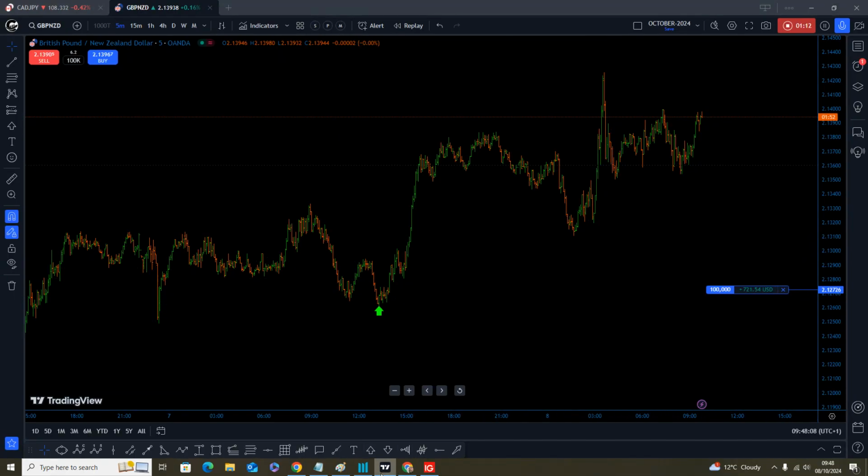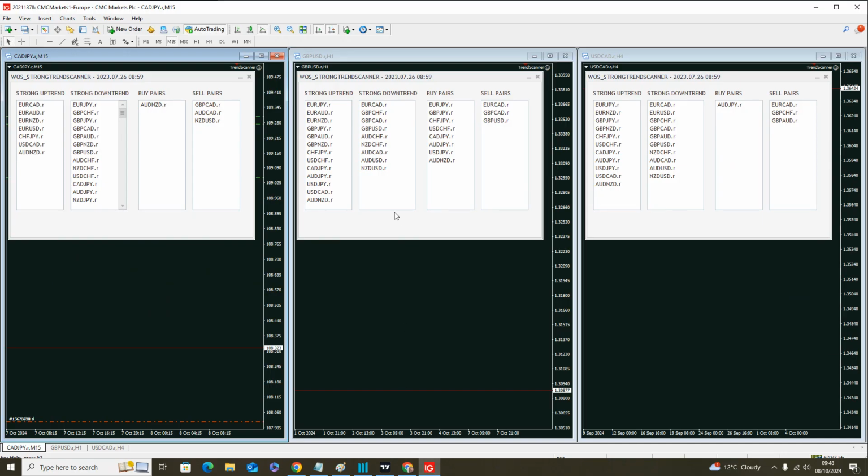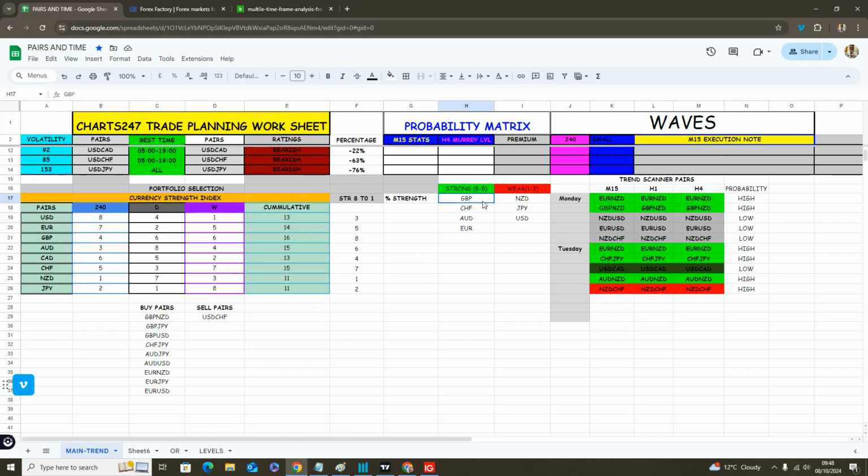The next thing that we do is to compare the sell pairs as well, the strong downtrend on all the time frames, which is the 15 minutes, 1 hour, and the 4 hour. Once we have a pair on the downtrend or the uptrend, we compare it with the portfolio selection. As long as it falls between the weak and strong pairs, it becomes a high probability pair.